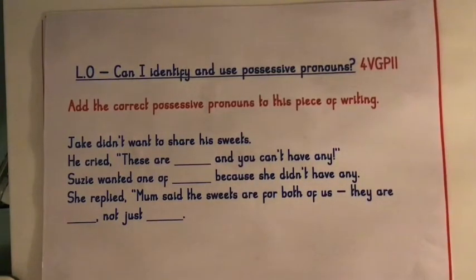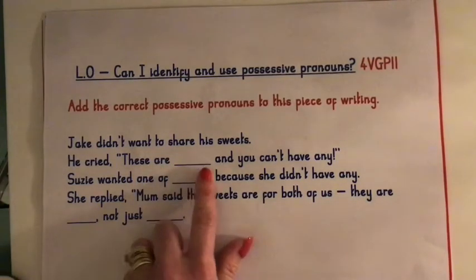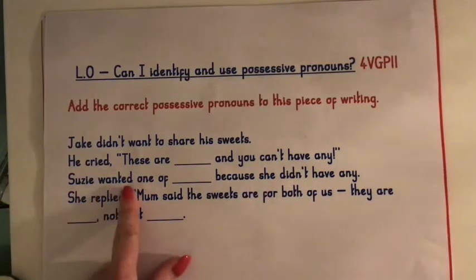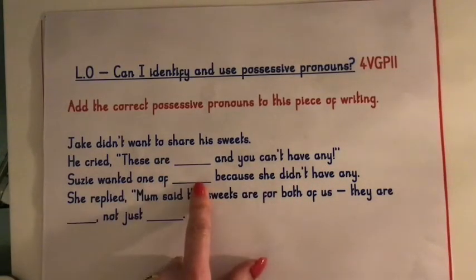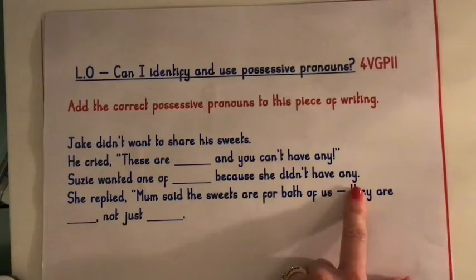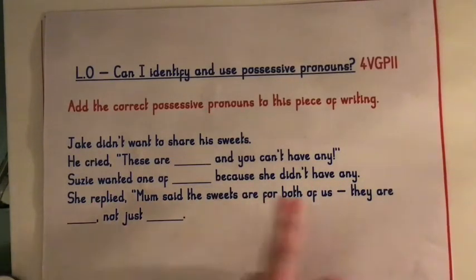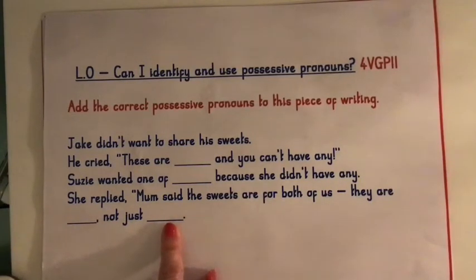So, add the correct possessive pronoun to this piece of writing. So, Jake didn't want to share his sweets. He cried, "These are something and you can't have any." Susie wanted one of something because she didn't have any. She replied, "Mum said the sweets are for both of us. They are something, not just something."